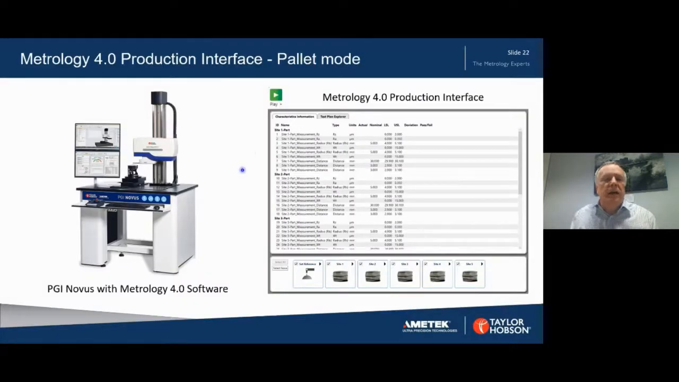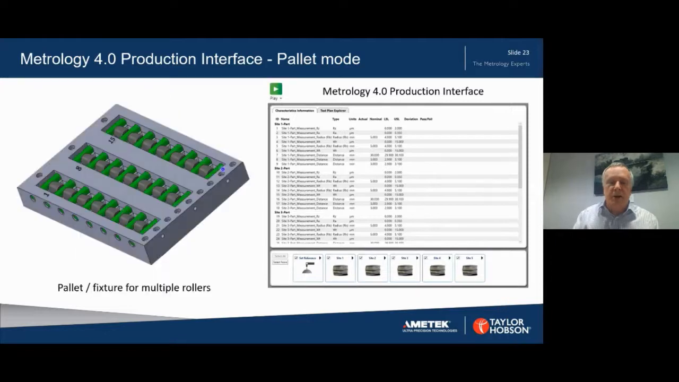So now we're looking at the surface instrument, the Form Talysurf PGI Novus in this case, running Metrology 4.0 software. On the right, we've got a production interface set up. We've just shown 5 bearings here, but actually we could measure many, many more roller bearings, and they can either be measured individually or selected bearings can be measured. They can be different sizes, and the production interface allows us to do that. Just by simply pressing the play button here, we can start and complete the whole process.